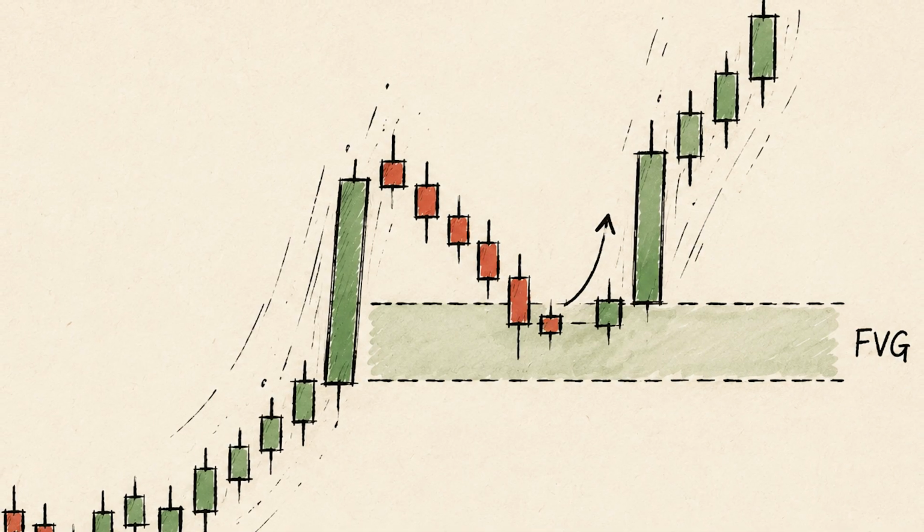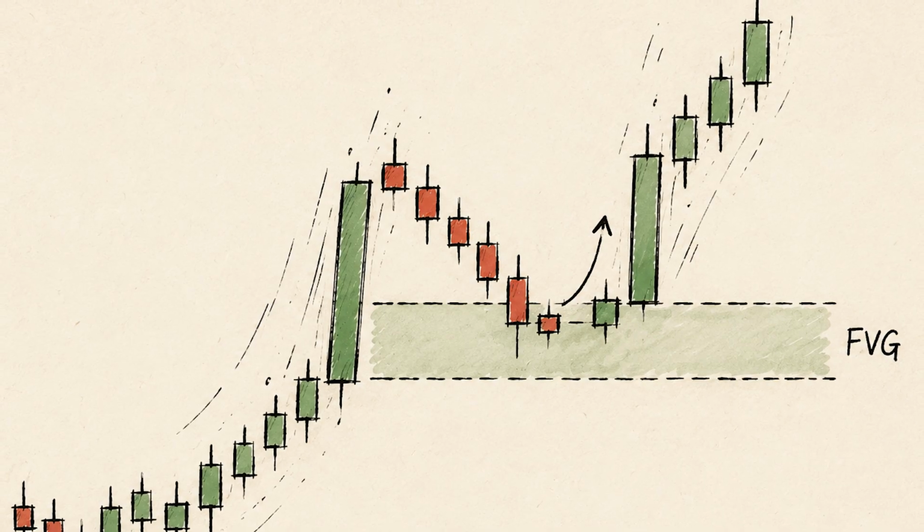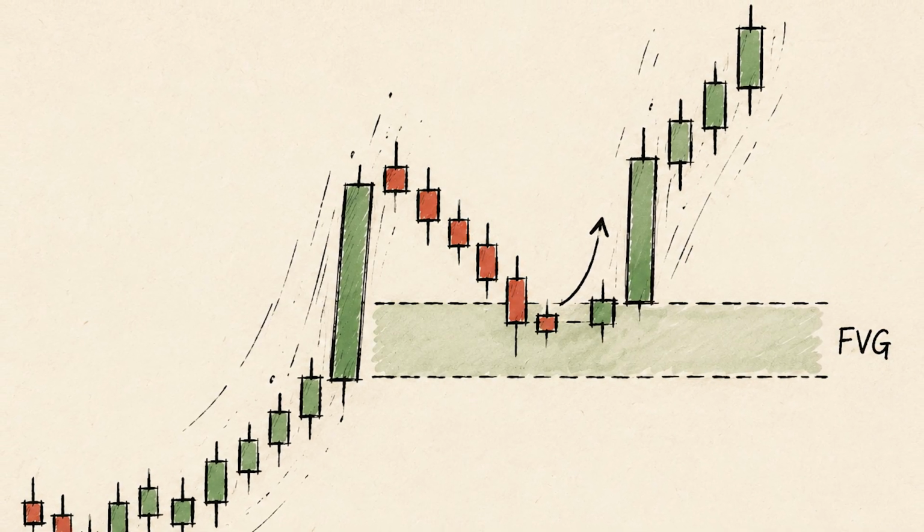Bullish FVG, a gap formed during upward movement. When price returns to this zone, traders see it as a potential buying area, expecting continuation of the rally.